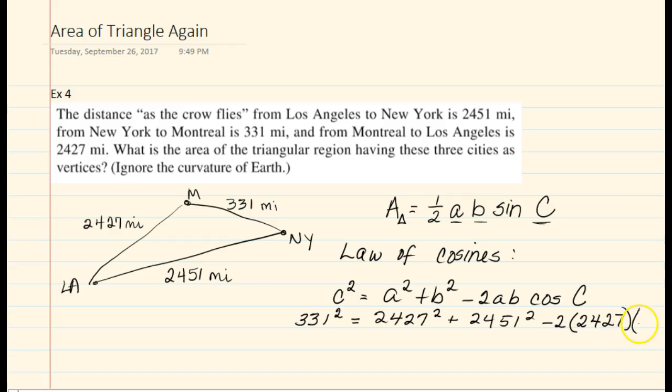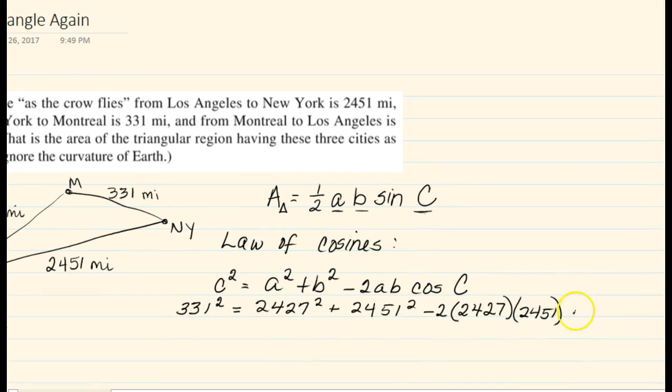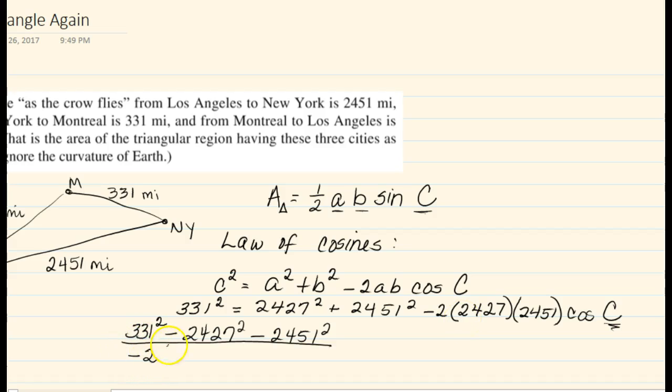2427 and 2451, and we still have our cosine of c. So the only thing we don't know is c. So I'm going to do all the math so we can figure out, I'm going to get rid of all of our squares. So we have 331 squared, then we're going to divide by negative 2 times 2427 times 2451. And that's the same thing as cosine c.